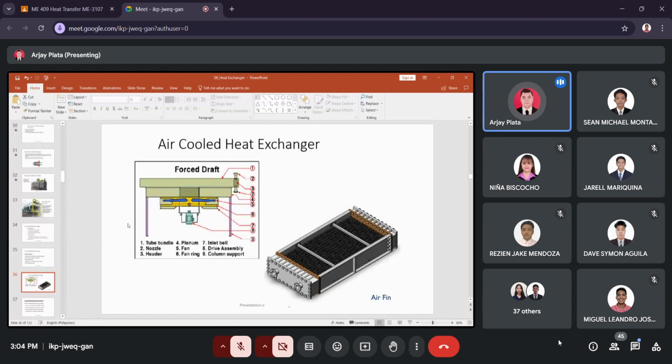Okay, so these are the parts of an air-cooled heat exchanger. This is a first draft. There's a fan below. So this is the tube bundle. We have the tubes here, and then we have a nozzle, and then header, and then 4 is plenum, 5 is the fan, 6 is fan ring, 7 is inlet bell. I'm not sure about this. And then drive assembly, or the motors. Column support is 9. So those are the parts of the air-cooled heat exchanger.